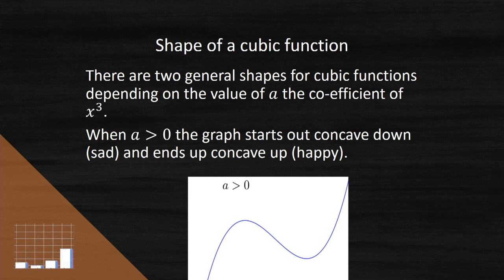The shape of a cubic function is what you need to be able to sketch the cubic function. There are basically 2 shapes of cubic functions depending on what the coefficient of x cubed is. So if a is positive, then the graph starts out concave down, as you can see what I've drawn here, concave down, and then it ends up concave up. So you can think of it as the graph starts off sad with maximum problems and then ends up happy with minimum problems. Okay, so that's if a is greater than 0, so in other words, positive.